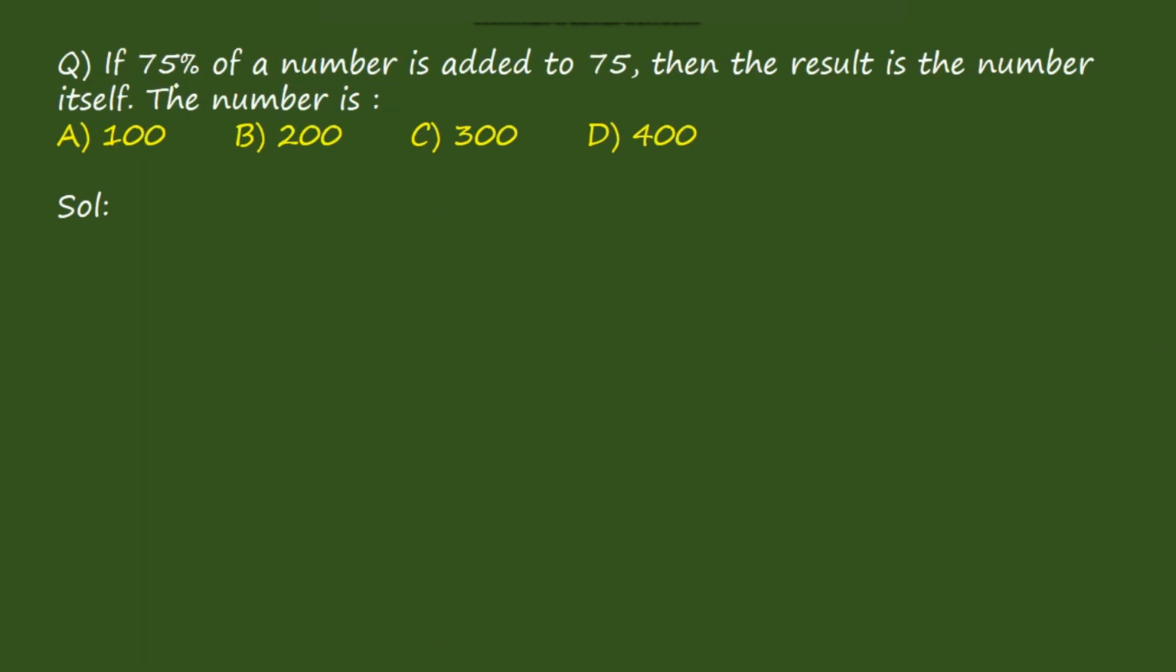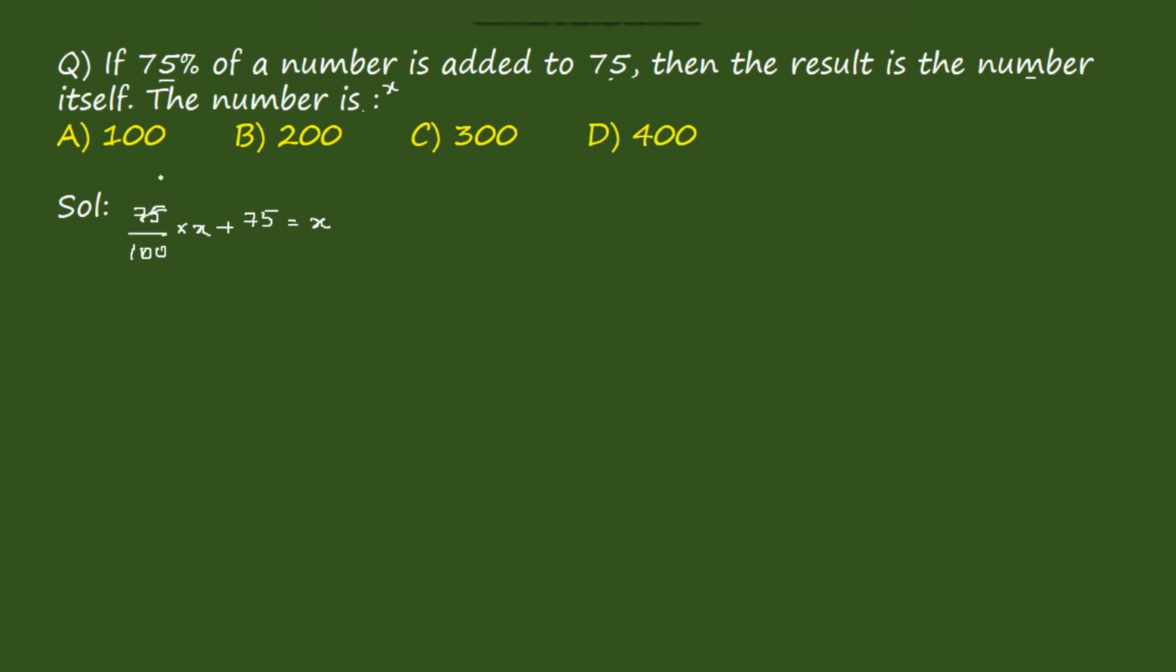Question. If 75% of a number is added to 75, then the result is the number itself. The number is? First understand the question. If you consider the number as x, they are saying 75% of the number x is added to 75, then it becomes 75 by 100 into x added to 75. Again, they are saying the result is the number itself, which is equal to x only. The number is, we have to find the value of x now.